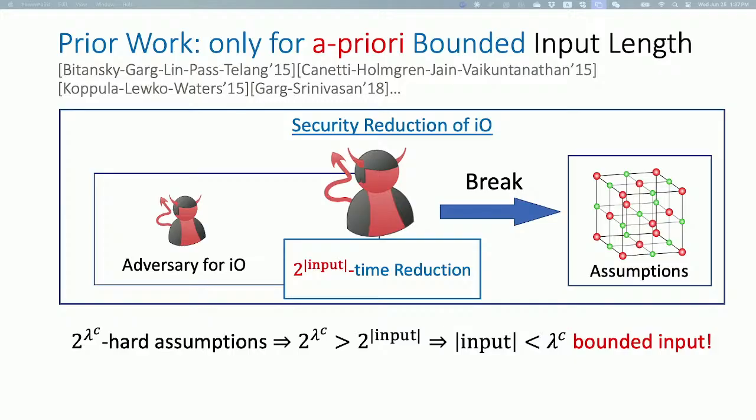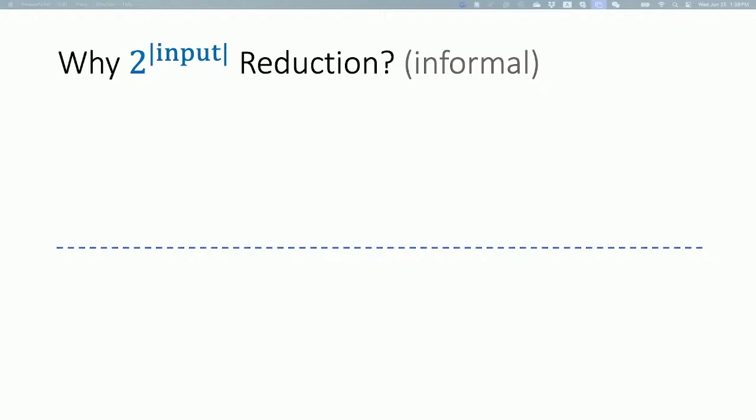So if you look at this, the source of the upper bound on the input length, it seems that it sources from this 2 to the input length time of the reduction algorithm. So now you may wonder if this 2 to the input length time aspect of the reduction is inherent, or is this just a technical issue that we can overcome? So next, I'm going to show you a folklore informal argument that this 2 to the input length loss in the reduction is kind of inherent. But any attempt to formalize this informal argument will run into some technical issue.